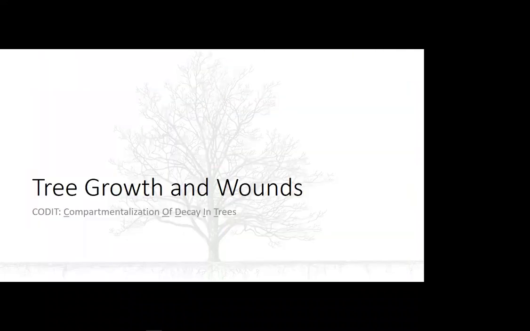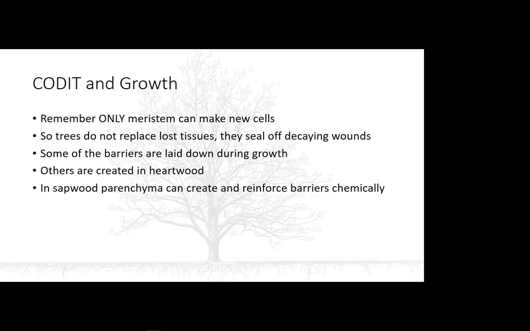All right, now let's talk about tree growth and wounds. In this, we're going to talk about the compartmentalization of decay in trees, also known as CODIT. So remember, only the meristem can make new cells. So trees can't replace lost tissues. What they do is they seal off decaying wounds and they create a box around that decay.